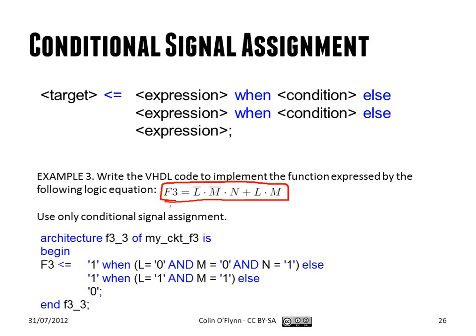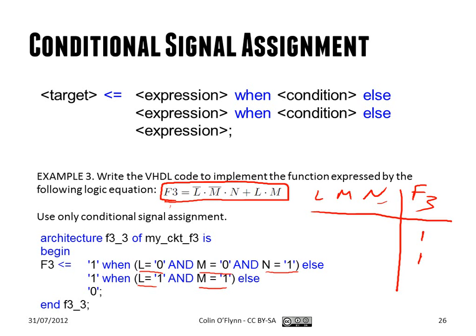So what we're doing here is we have L, M, N, three input variables, and we're actually generating a truth table here. If you generate the truth table, you can see that when L is 0, M is 0, and N is 1, the output's 1, so there's only a few cases where it's 1. L is 1, M is 1, it's also 1. In this case, we don't care about N, so in both the 0 and 1 case. And in all other situations, it's 0.